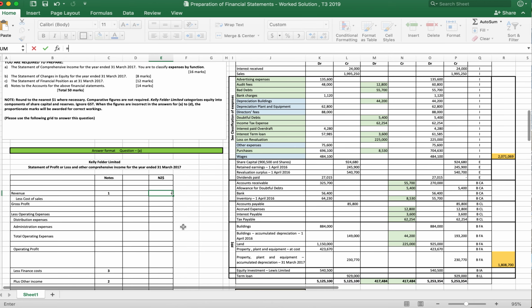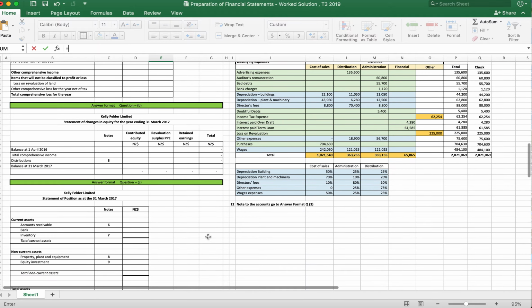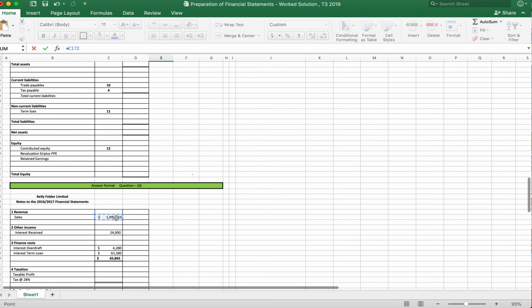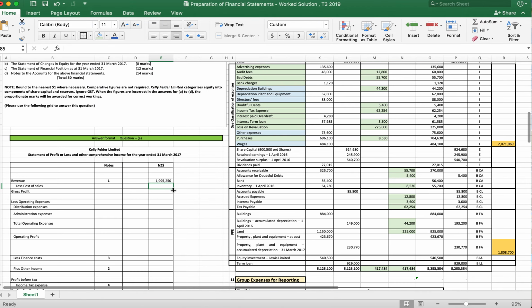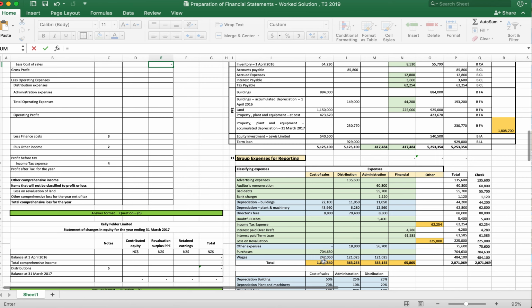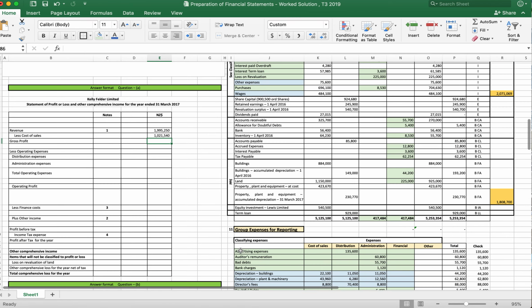Sales. You can either pick it up from there, or you can pick it up from the notes, because it should be the same anyway. Okay, cost of goods sold. You're going to need to pick it up from here. Right. Gross profit is a calculation.